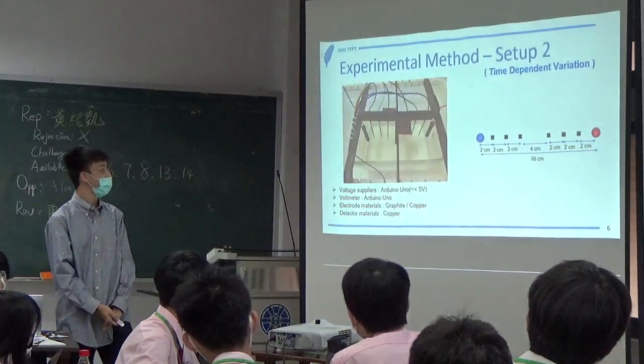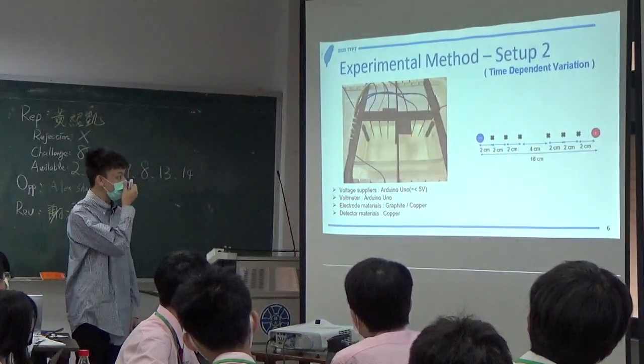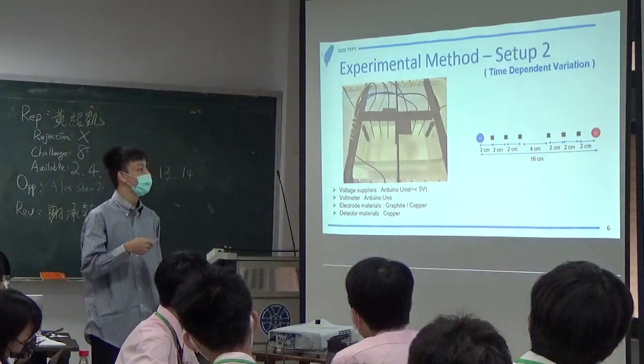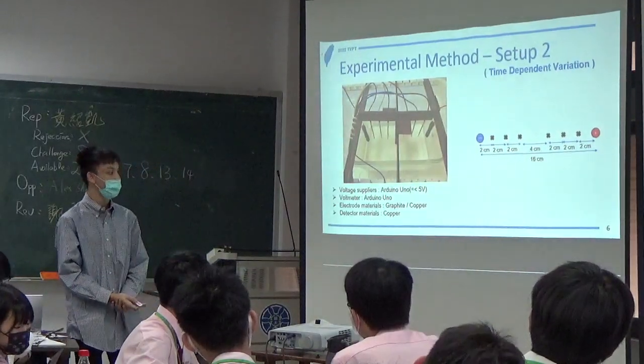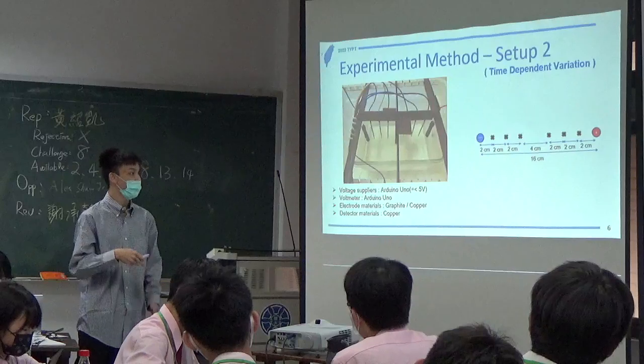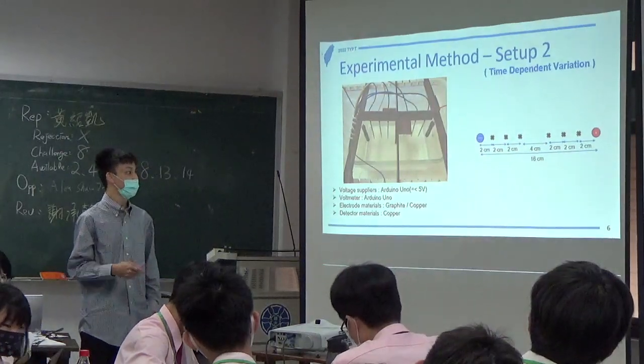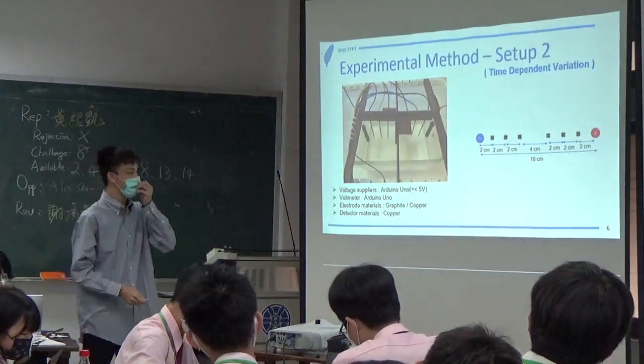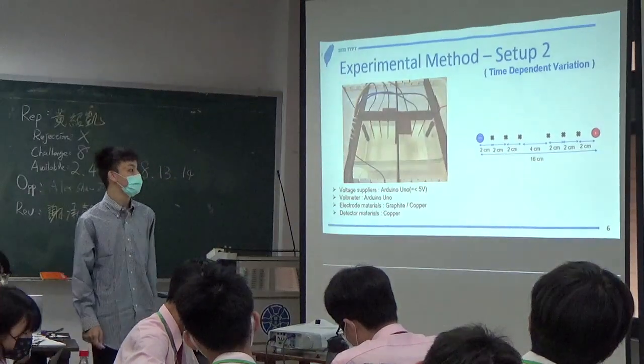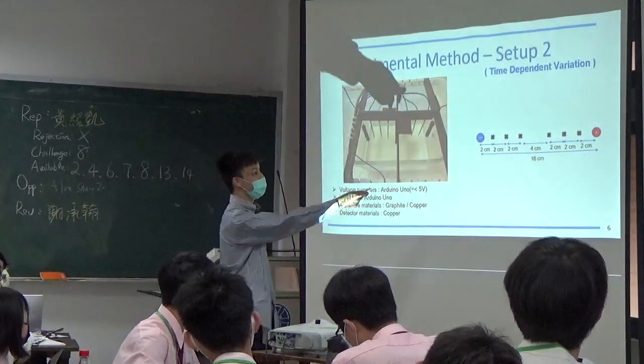And for method 2, we measure the time-dependent variation of the voltage distribution in the solution. And the 6 electrode detectors are positioned according to the diagram there.